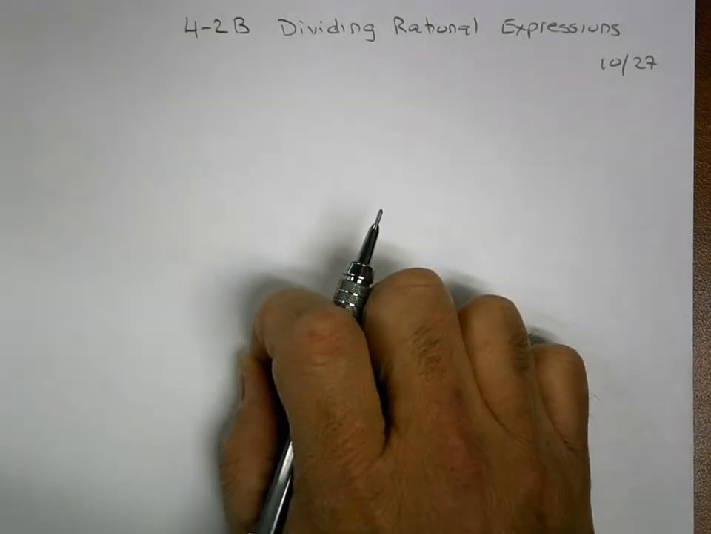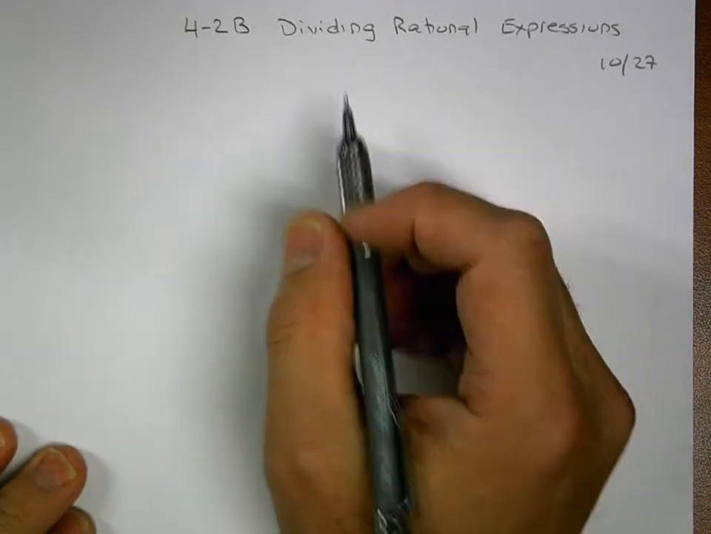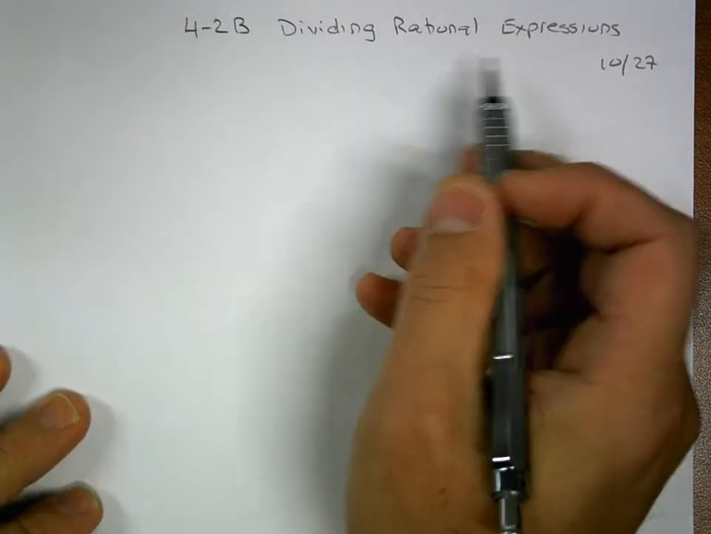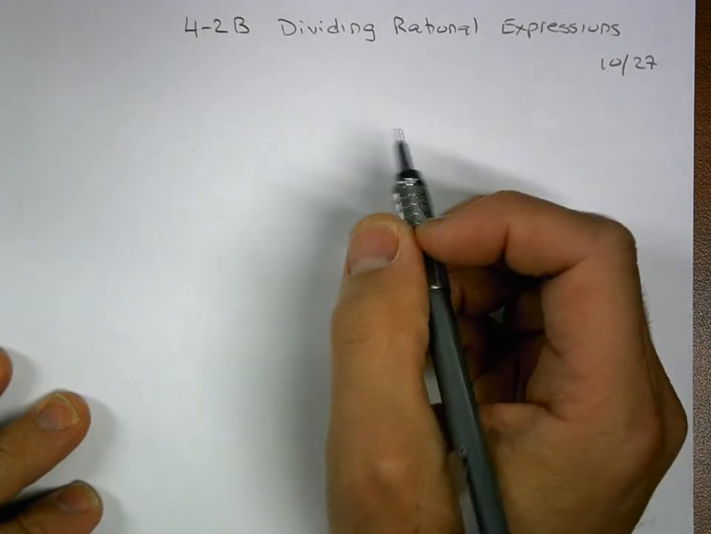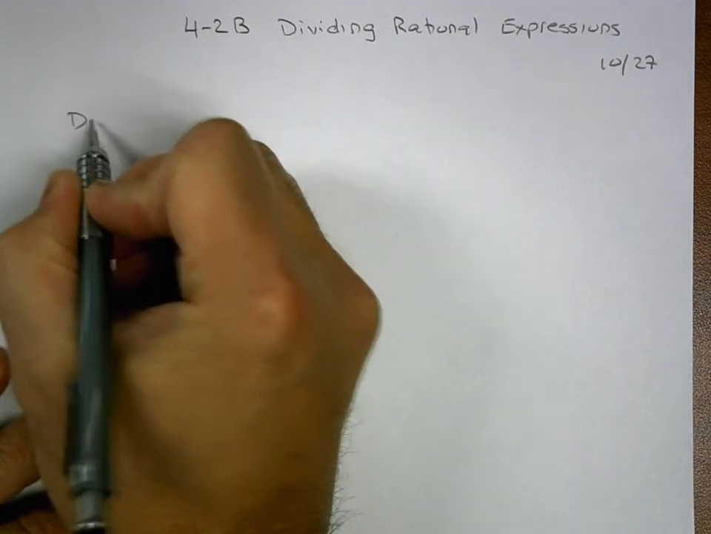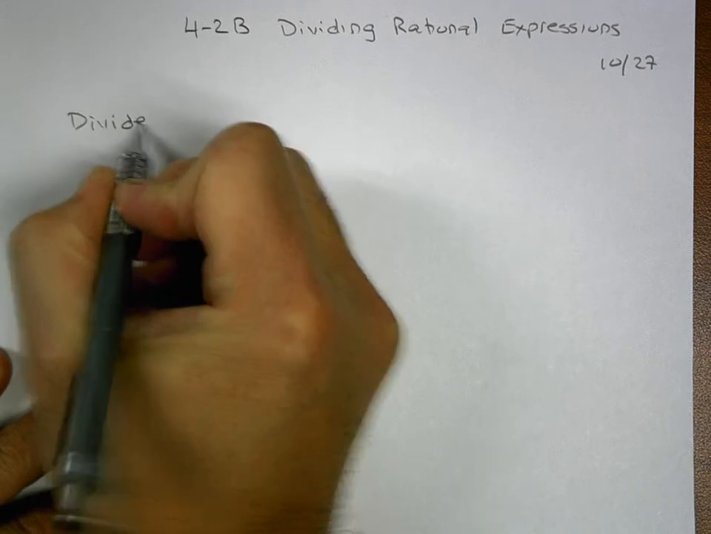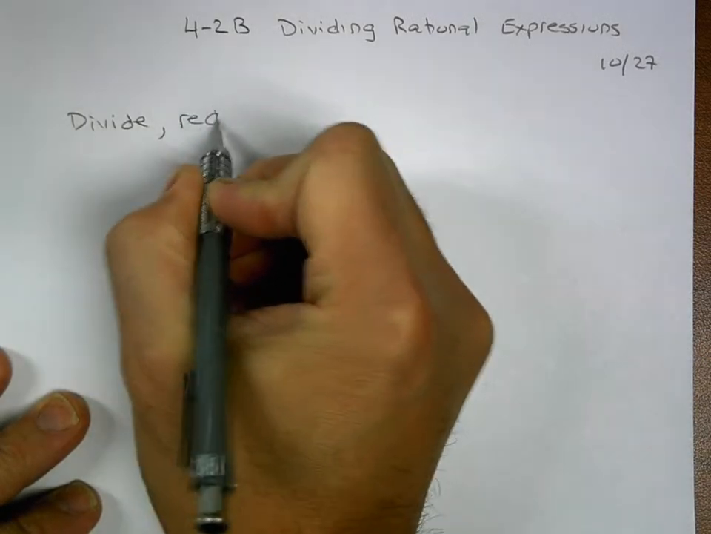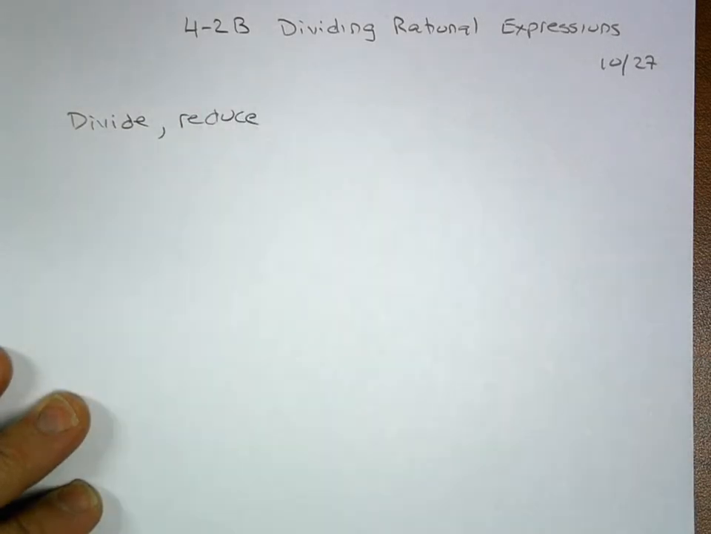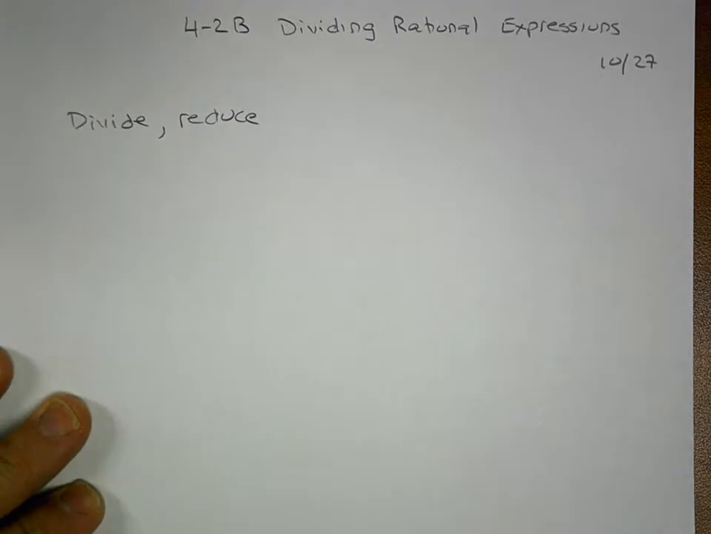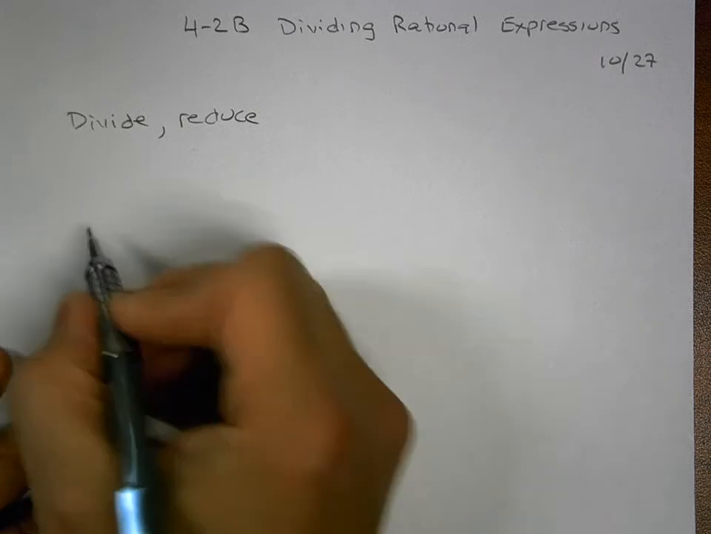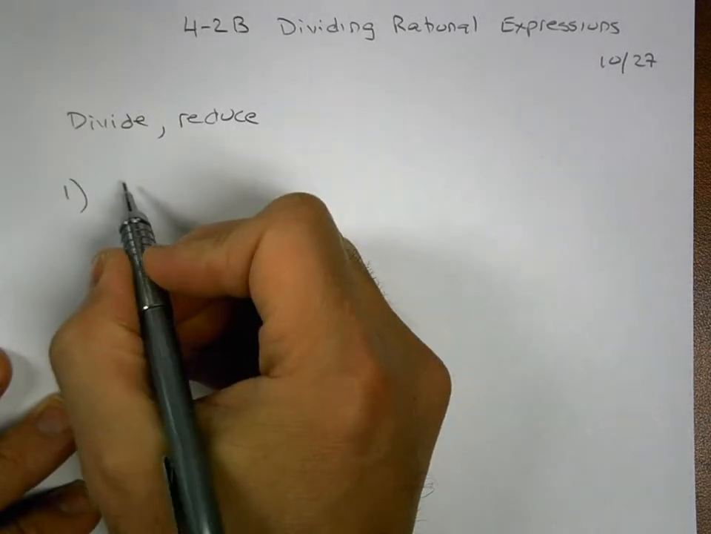Okay, so today we're looking at dividing fractions, or dividing rational expressions and reducing. In fact, that's the directions: divide and then reduce. Just like yesterday, if we're going to reduce, you cannot cancel terms. You can only reduce out factors, things that are being multiplied.